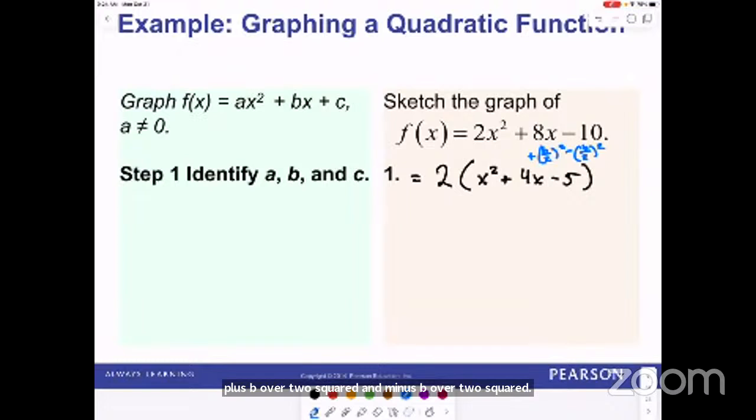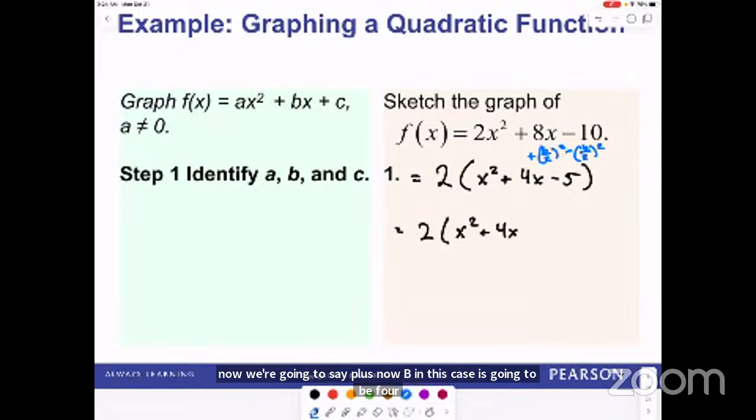So in action, the first 2 terms stay, now that we've gotten the leading coefficient to be a 1. Now our b in this case is going to be 4. So we're going to say plus 4 over 2 squared and minus 4 over 2 squared. That's the only manipulation that we did. Everything else is the same, right?